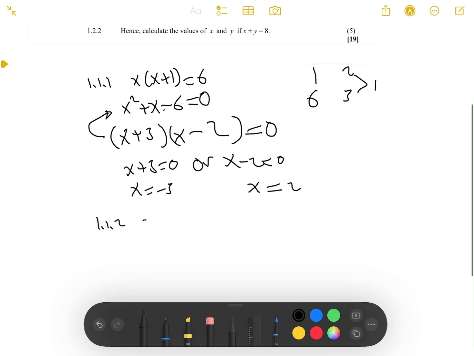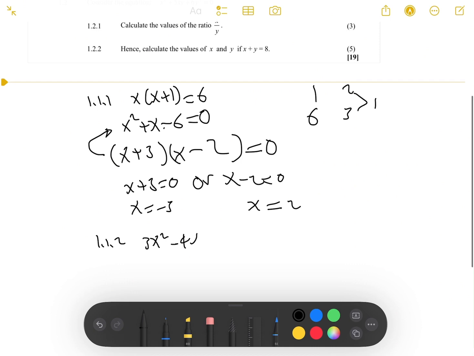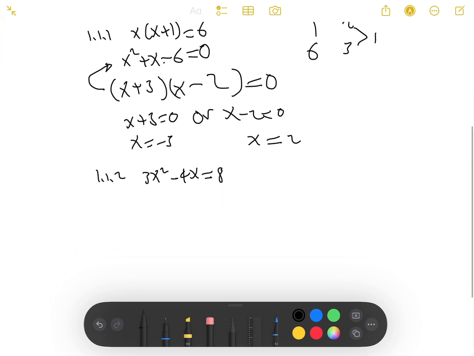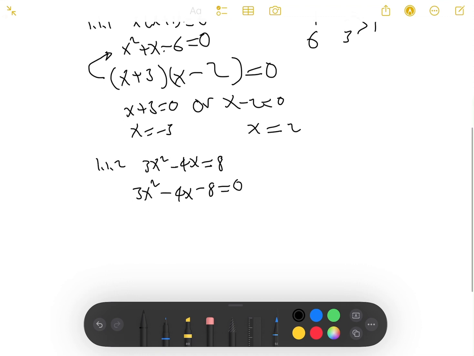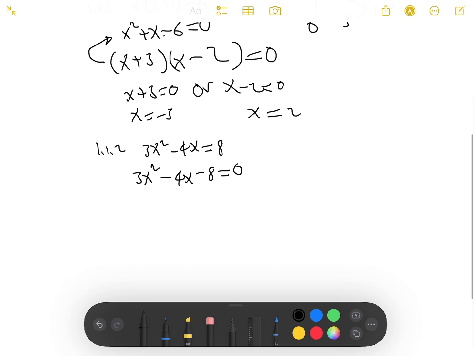We have 3x squared minus 4x all equal to 8. So here this is basically 3x squared minus 4x, transpose 8, minus 8 all equals to 0. And then if we try to look for factors or perfect roots, you will notice that there isn't any. So from there, that means we have to use the quadratic formula.